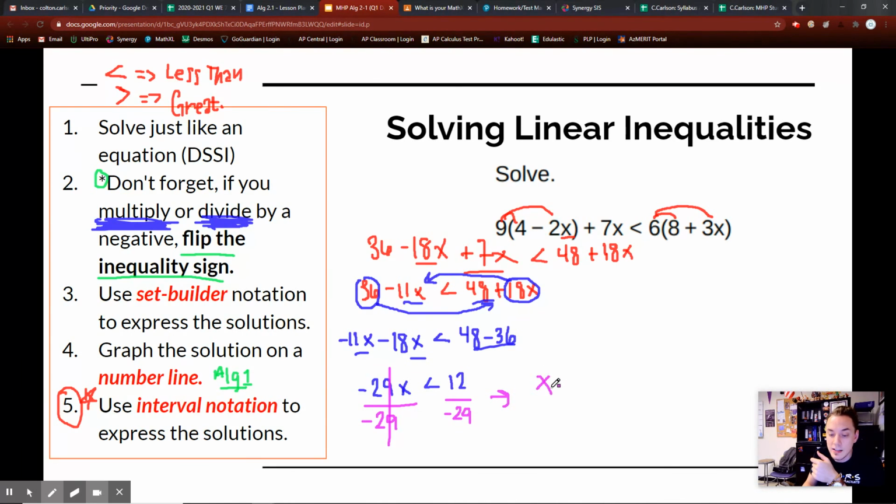Now, what does this mean? I have x. What happens to this inequality sign? Greater than, okay? It flips like a pancake. And then what happens here, I can just put the negative on top, negative 12 all over 29. So this is my final answer.